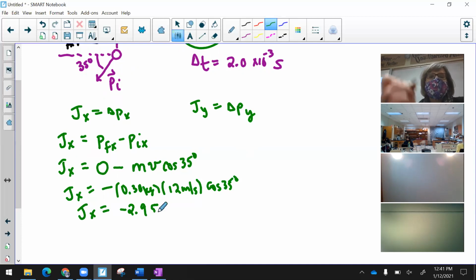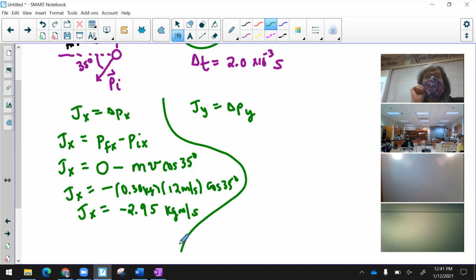I'm going to stick with 9.5 and just keep an extra sig fig around for a while. Let's see what other people get. Okay, Annabelle agrees with Lauren. So does Dagny. All right, so that gives us a value for Jx. And now we want to find Jy.